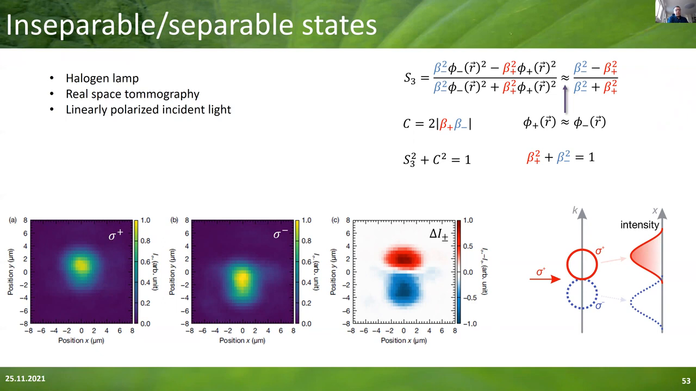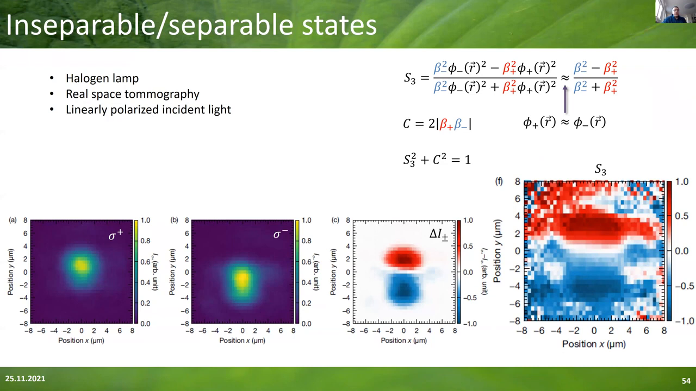and we should not observe the interference patterns. And we performed a similar experiment with the halogen lamp in the space tomography, and we observe the S3 parameter. This is non-zero except the central part, where there is light, but the S3 parameter is equal to zero, and the light coming from this is non-separable in terms of the degrees of freedom of the position and the polarization.